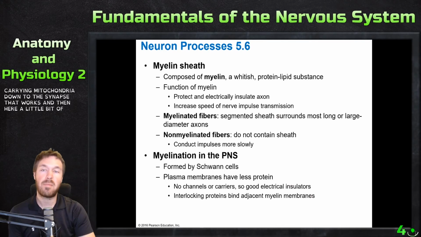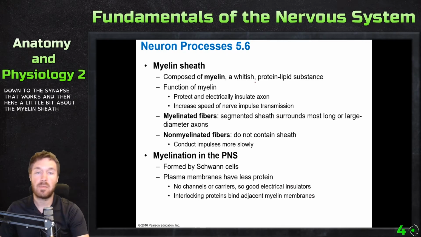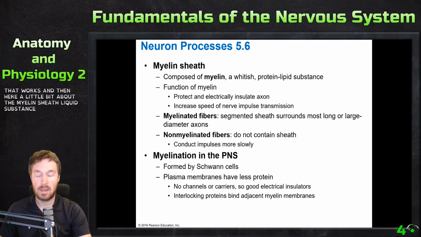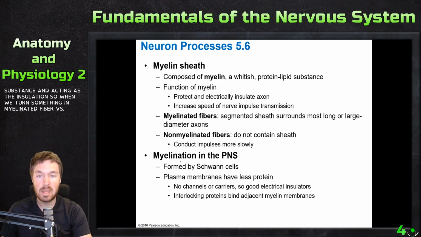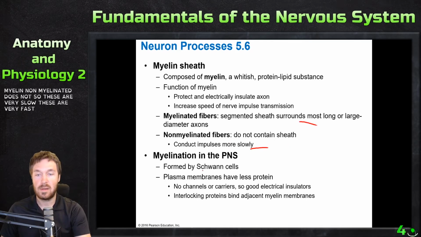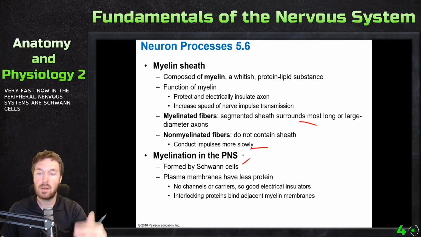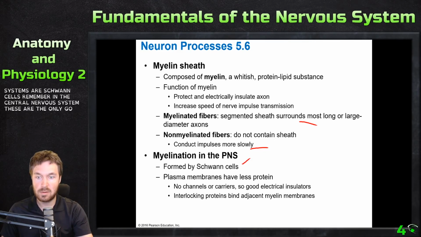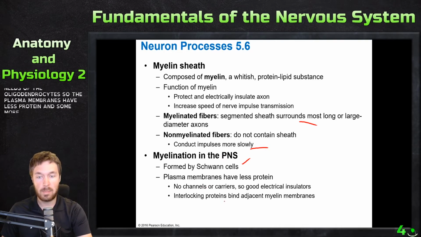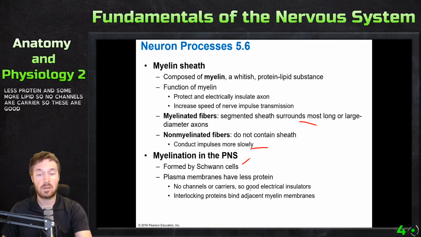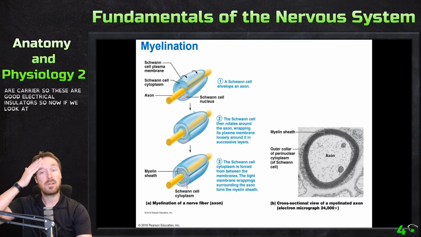And then here a little bit about the myelin sheath. The myelin sheath, remember, is a protein lipid substance, and it's acting as the insulation. So when we term something a myelinated fiber versus a non-myelinated fiber, a myelinated fiber has myelin, non-myelinated does not. So these are very slow, these are very fast. Now in the peripheral nervous system, these are Schwann cells. Remember, in the central nervous system, these are the oligodendrocytes. So the plasma membranes have less protein, and so more lipid, so no channels or carriers, so these are good electrical insulators.